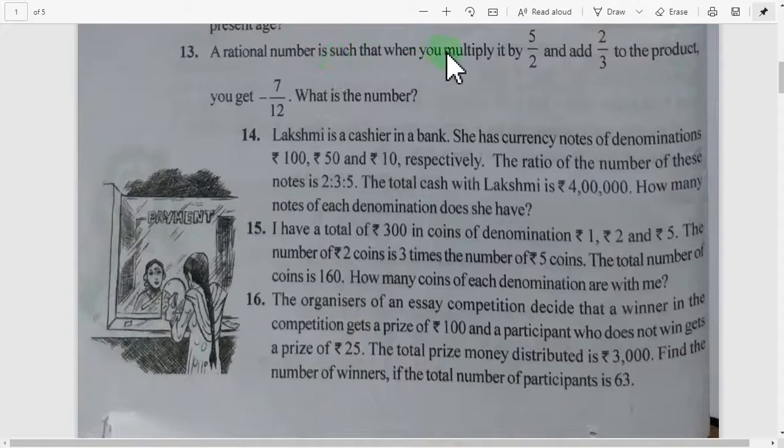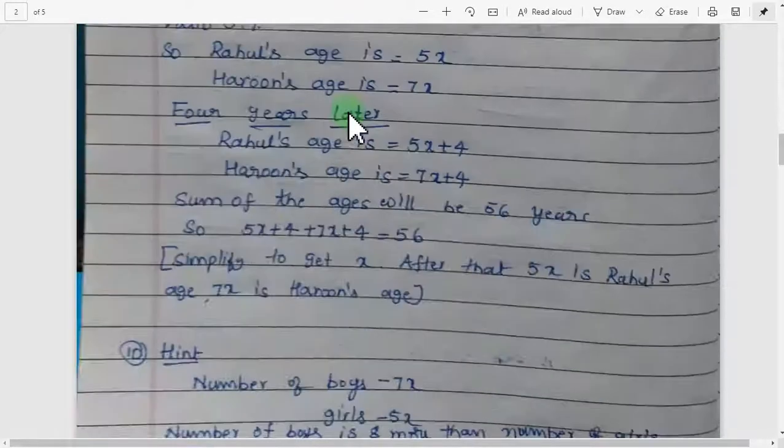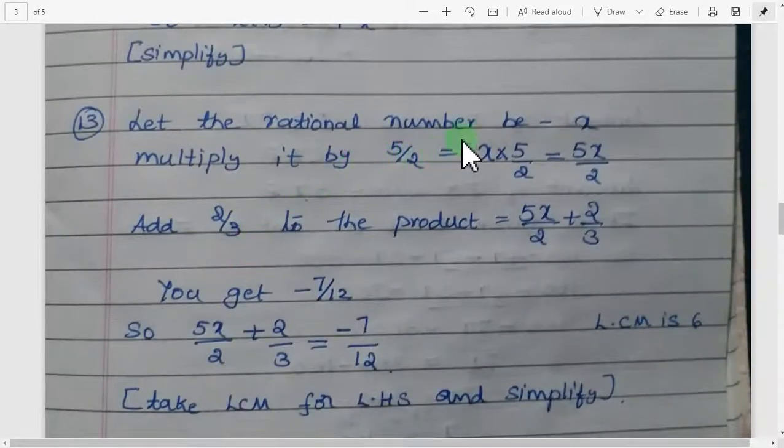A rational number is such that when you multiply it by 5 by 2 and add 2 by 3 to the product, you get minus 7 by 12. What is the number? What is the number that is asked? It is the rational number. That number you have to take as a variable. Let the rational number be x. Multiply it by 5 by 2 means x into 5 by 2. Cancellation is not possible. Multiply numerator into numerator, so that is 5x by 2.